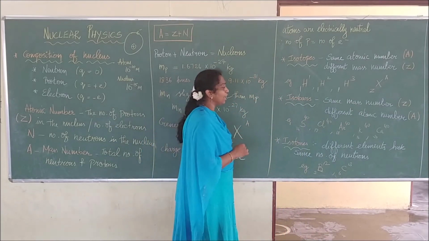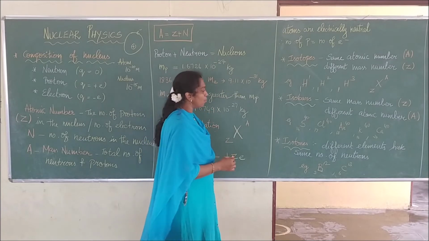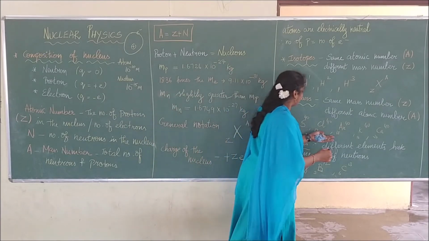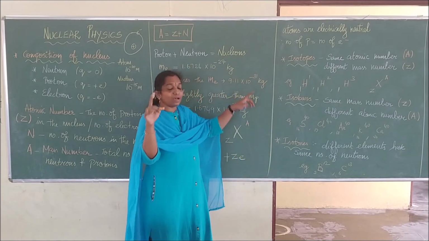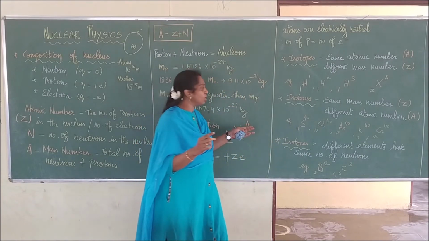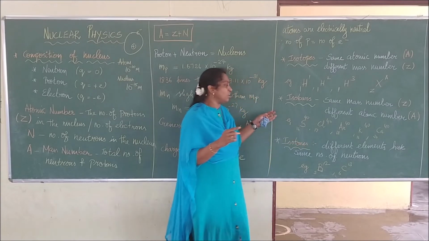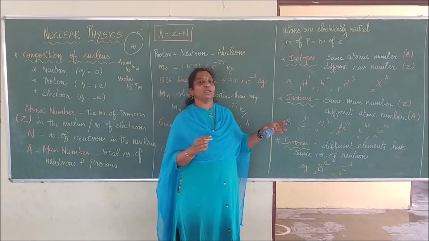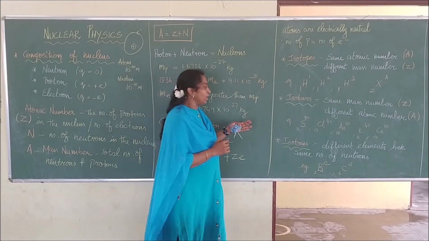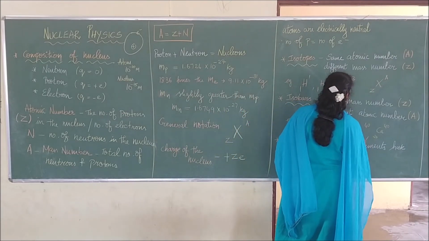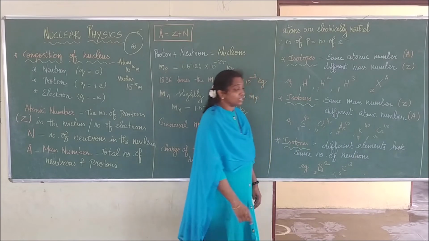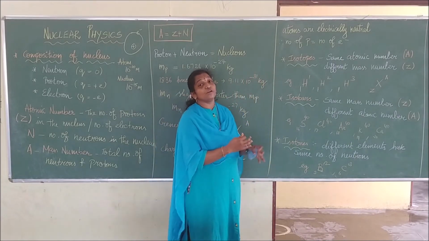You call that type of elements isobars. If you see this example, sulfur, chlorine, potassium, calcium, everything has a mass number equal to 40, but the atomic number varies: 16, 17, 18, 20. Everything is varying, therefore we call these isobars. It's the reverse of isotopes.